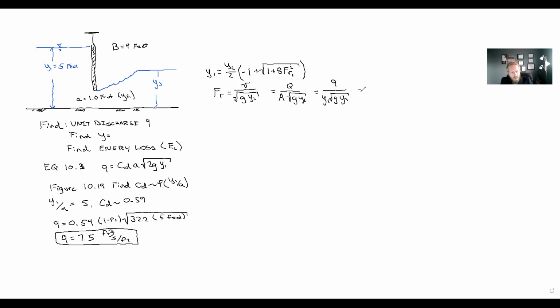So this equals our Q, which is 7.5, divided by the depth at A, which is 1, times the square root of gravity times 1. If gravity is equal to 32.2, this equals a Froude number of 1.32. So the Froude number is not very high, right? So this is a weak hydraulic jump.